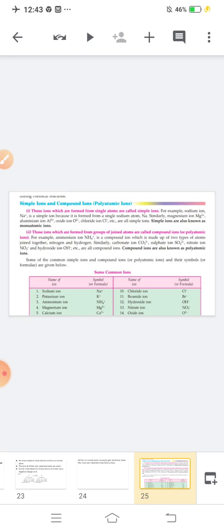I think with this, ions are very clear to you. Basically, an ion is a charged atom or charged group of atoms. Clear? There are two types of ions, cation and anion. A cation is a positively charged ion and an anion is a negatively charged ion.